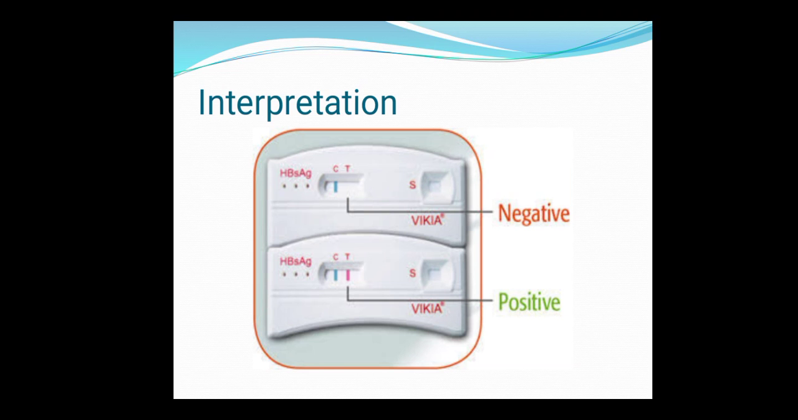Again, the intensity of the color in the test line region will vary depending on the concentration of HBsAg present in the specimen. Therefore, any shade of color in the test region should be considered as a positive result. So this is all about the HBsAg rapid test.